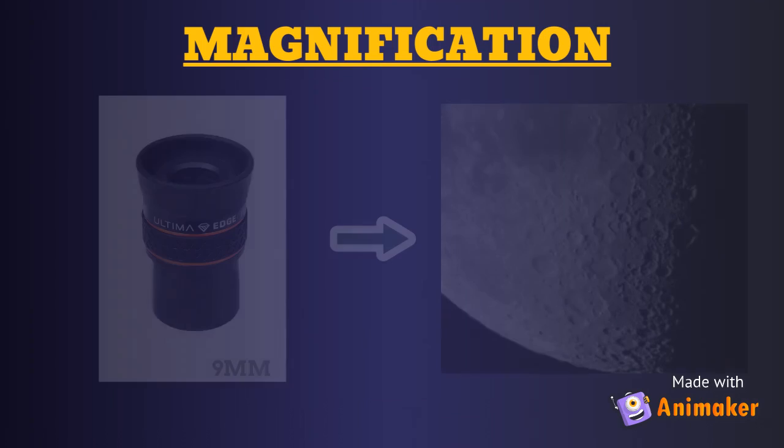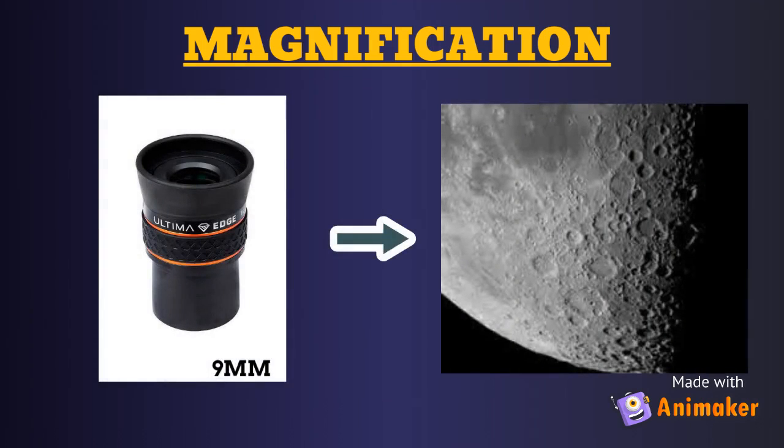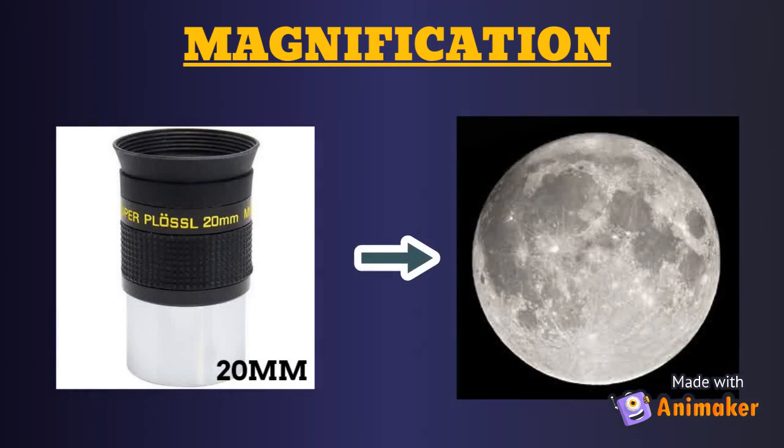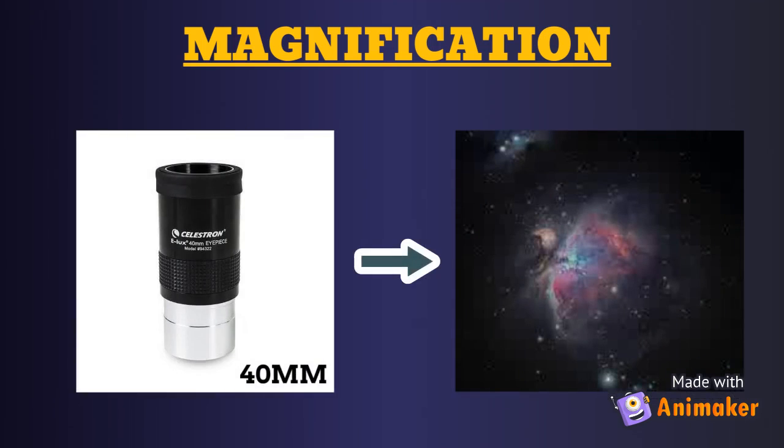A 5 to 10 mm eyepiece can be used for getting close-up shots of the moon and the planets, a 20 mm eyepiece for viewing the full disk of the moon, and a 30 to 40 mm eyepiece for viewing nebulae and galaxies.